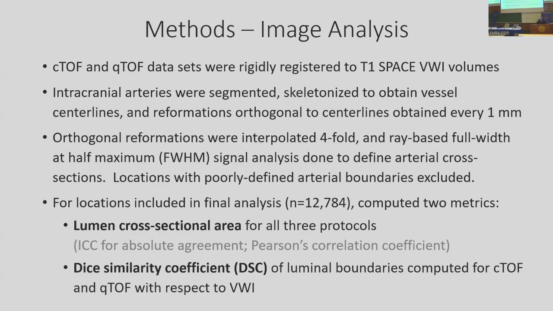So for the locations that were included in the final analysis, roughly about 12,800 over these 21 cases, we computed 2 metrics, the first of which is luminal cross-sectional area, and this was computed for all 3 protocols. We compared this metric using intraclass correlation coefficient for absolute agreement. We also looked at Pearson's correlation. And the second metric was the dissimilarity coefficient of luminal boundaries, which was calculated for both the conventional time of flight head MRA as well as the quantitative time of flight head MRA with respect to the dark blood vessel wall imaging exam.